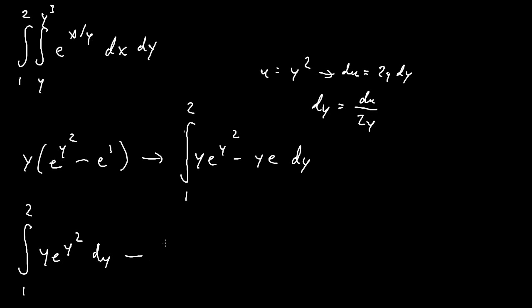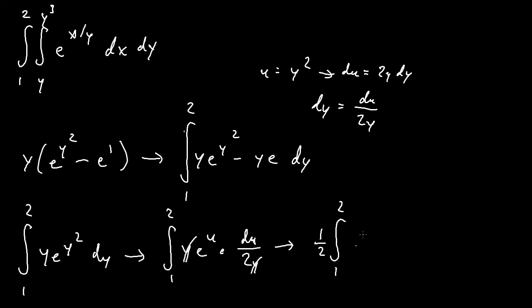Now if I use u substitution, then I'll get the integral from 1 to 2 of y times e to the u, because I made u equal to y squared, times dy, which is du over 2y. So realize the y's will cancel. 1/2 can come outside the integral as a constant. So we get 1/2 times the integral from 1 to 2 of e to the u du. Now the integral of e to the u is 1/2 e to the u. And I can replace back y squared for u. And so that's what we get for the integral of y times e to the y squared.